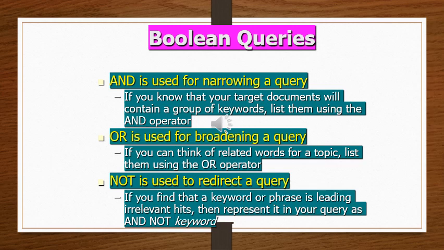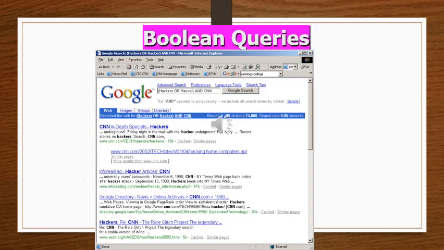The NOT operator is used to redirect a query. So you have a search item, but you don't want it to go one way. You want it to go the other way. You use the NOT operator to redirect that particular query. So if you find that a keyword or phrase is leading to irrelevant hits, then you present it in the query as a NOT keyword. As you can see, this is an example of using the Boolean queries, the AND, the OR, and the NOT.